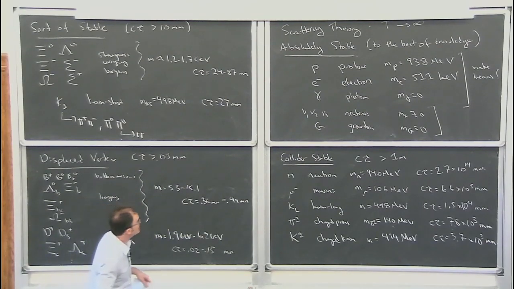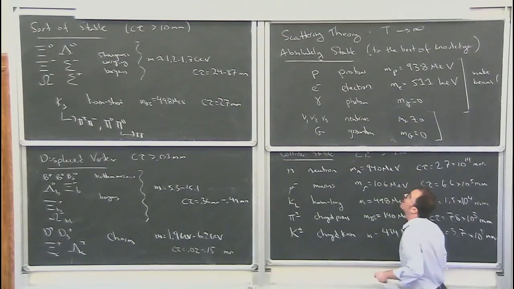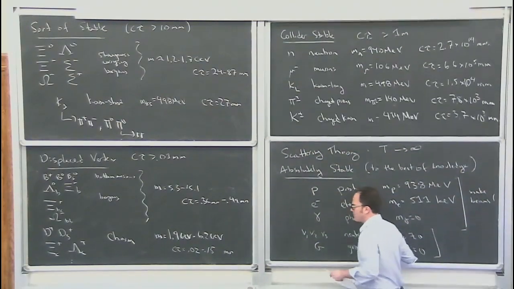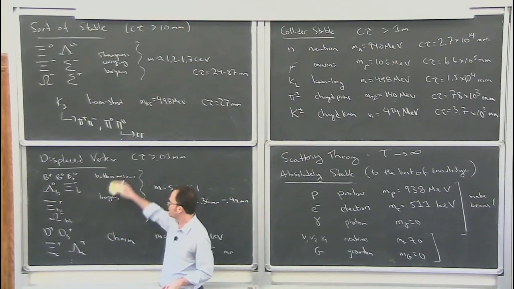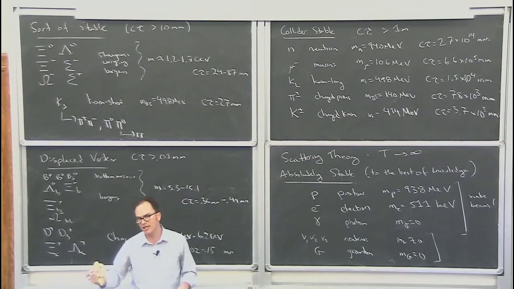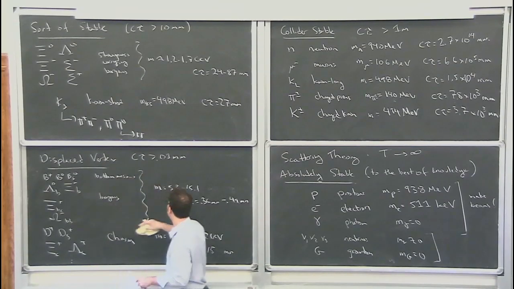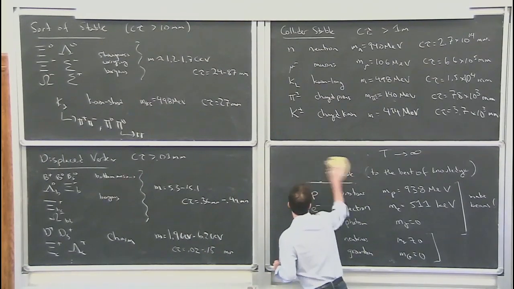And I didn't leave myself enough room, so I'll have to erase stable particles. But the fact that bottom and charm-carrying mesons and baryons exist means that when I make a bottom or charm quark and it hadronizes, it gives rise to a state that lives for a certain amount of time before decaying, and I can see that displaced signature.